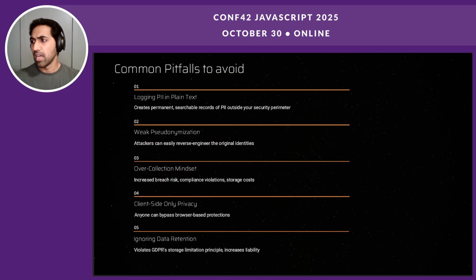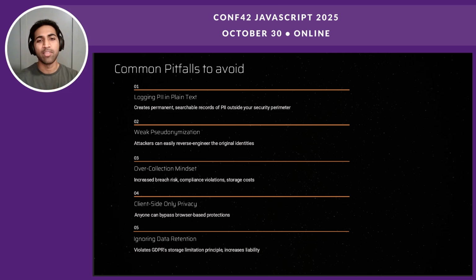Firstly, logging PII in plain text. Your application logs, error messages, and debug output are often stored indefinitely and are searchable. One stack trace with user data can undo all your privacy work. Secondly, weak pseudonymization. Using MD5 hashes or sequential IDs isn't really pseudonymization. It's just obfuscation. These patterns are trivially reversible.